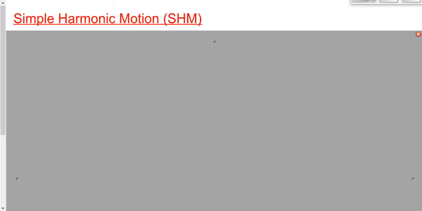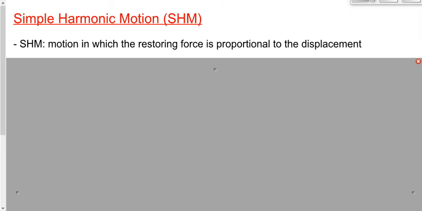Let me define simple harmonic motion for you first. The definition at first is not going to make a lot of sense to you until I explain it, but I'll give it to you anyways. Simple harmonic motion is motion in which the restoring force is proportional to the displacement. You guys know what that word proportional means? In any context. Pardon me? Not equal to, but you're not that far off. You're close. Okay, proportional doesn't mean equal to, but it means related to.